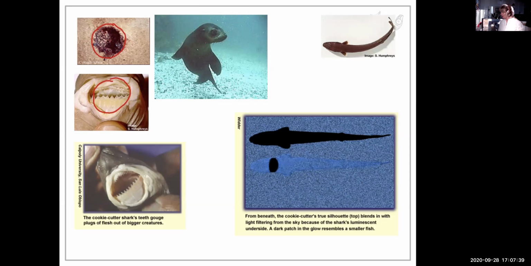So from beneath, if you looked underneath the cookie cutter shark, it has a little area here, a dark patch, that resembles a smaller fish. And it's thought to be that's how it lures its prey. Then it turns around. So this is the prey. It could be a seal. Turns around and it clamps on. Very unusual shark.